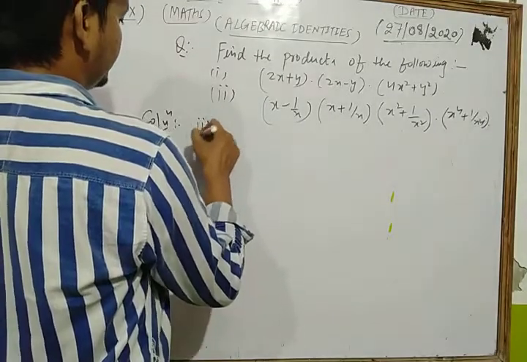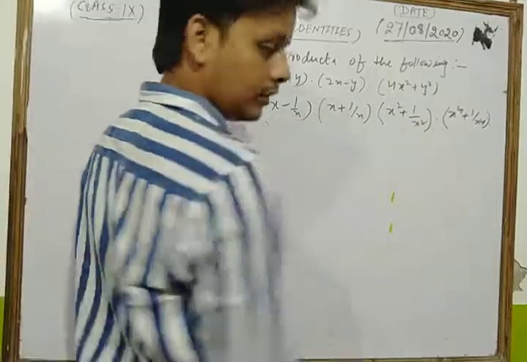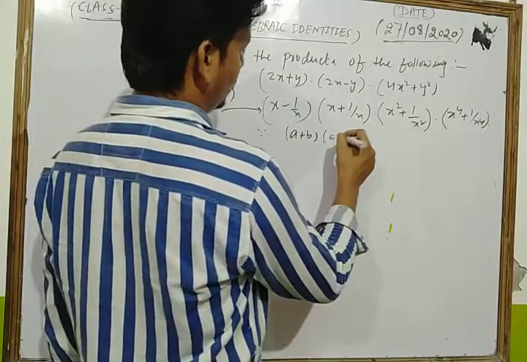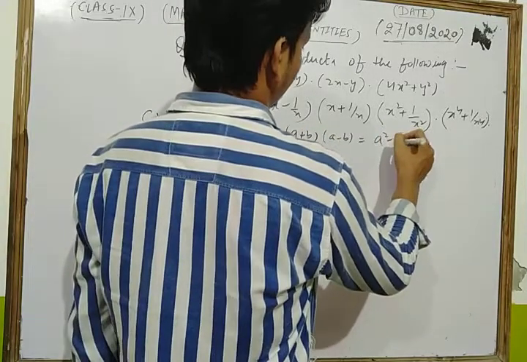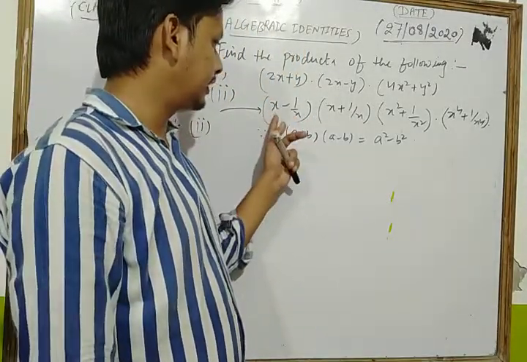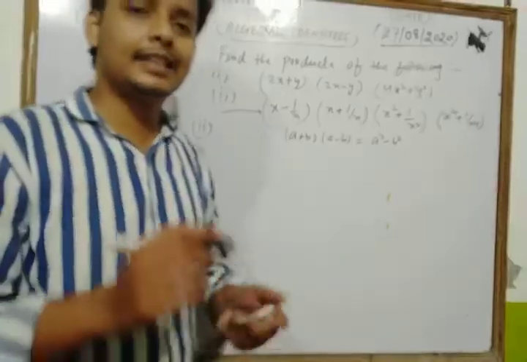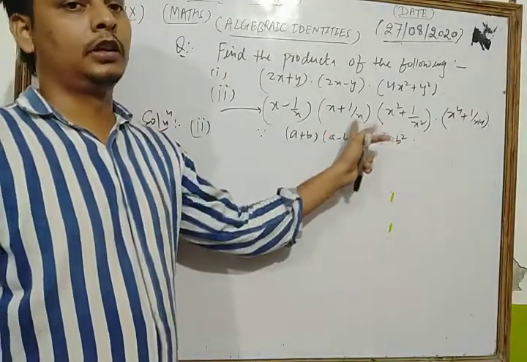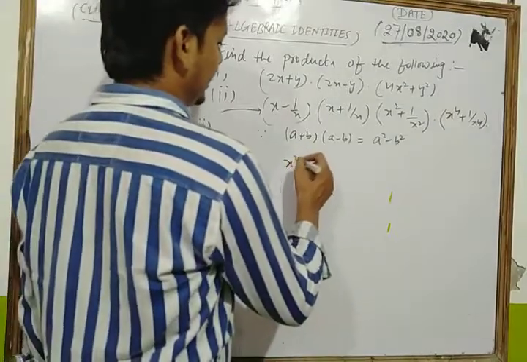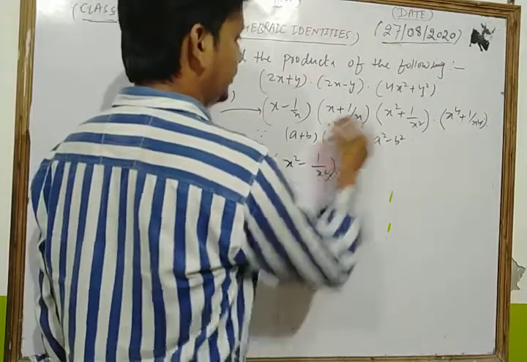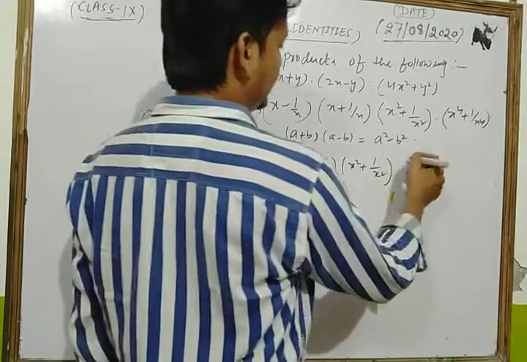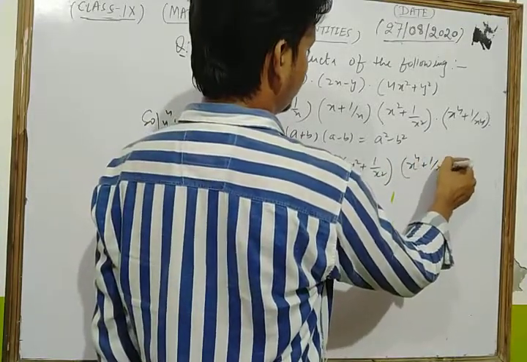Dear students, let's see here, this is the given. Again we know that (a + b) into (a − b) we can write as a² − b². Here we take x as a and 1 upon x as b. So (a − b) into (a + b) we can write a² − b². So here we write x² − 1 upon x², and we write x² + 1 upon x² as it is. And also we write x⁴ + 1 upon x⁴ as it is.